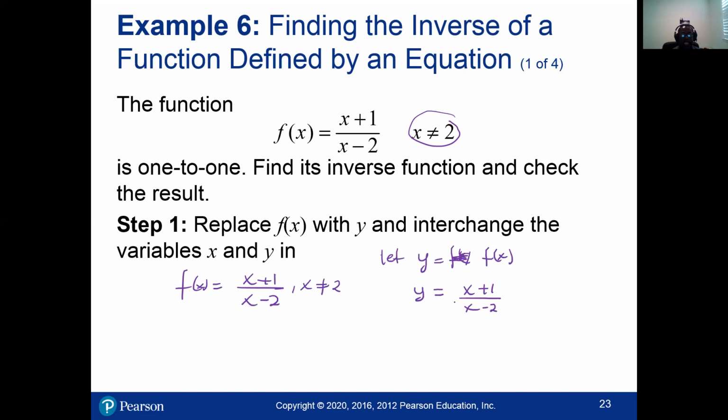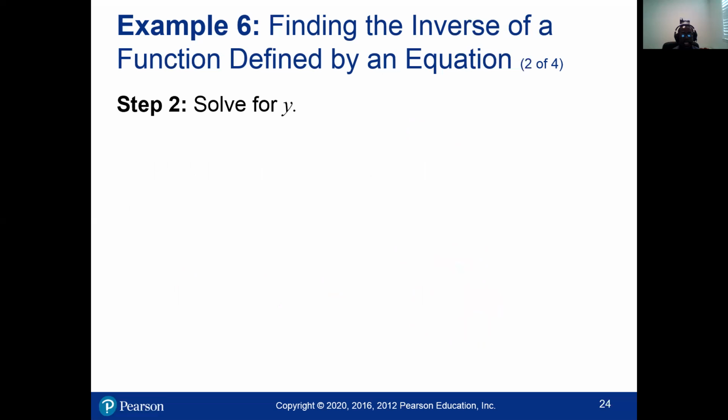Then we interchange x and y. So this becomes x is equal to y plus 1 over y minus 2. Okay, so that is what we got. Then we go to step 2 and, if possible, solve for y.